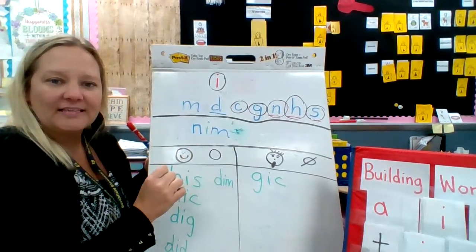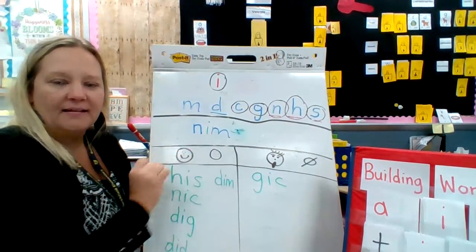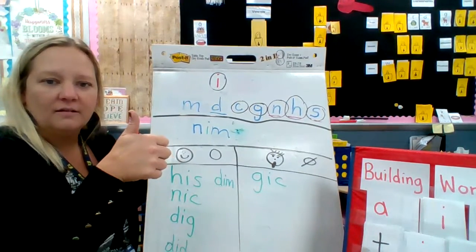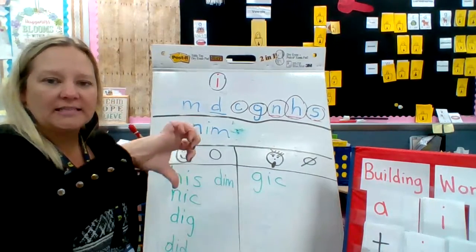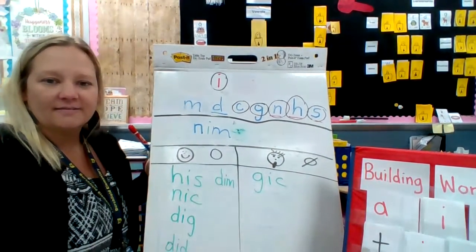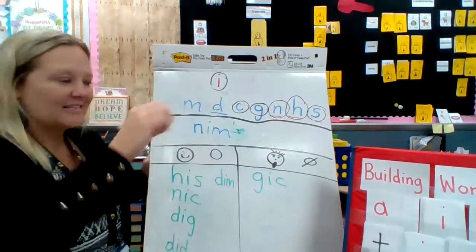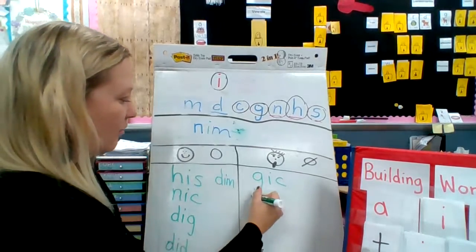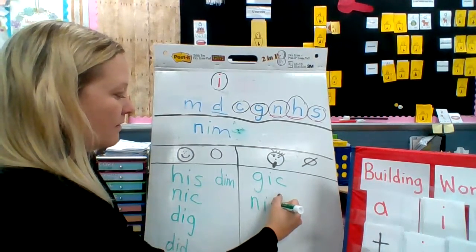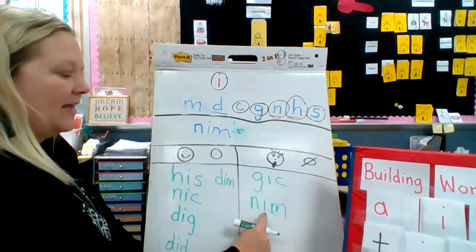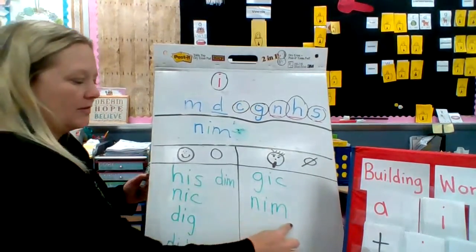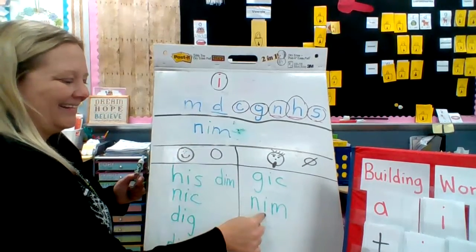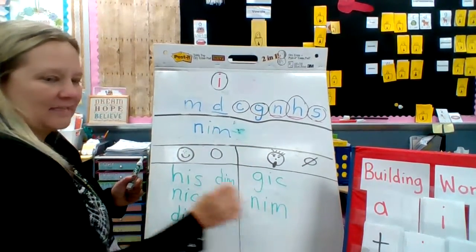Nim. The word is nim. Everybody say nim. Do you think nim is real, or is nim nonsense, silly? What do you think? It is nonsense, silly. That is a nonsense, silly word. We do not have a meaning to that word. So I'm going to write it right here. N-im. And I wrote it in order the same way we read it. The N is first, the I is in the middle, and the M is last.